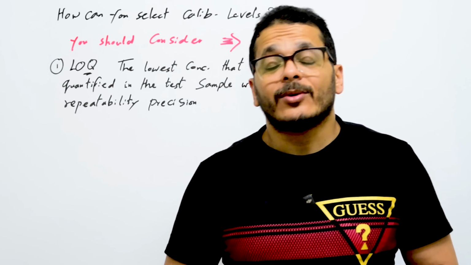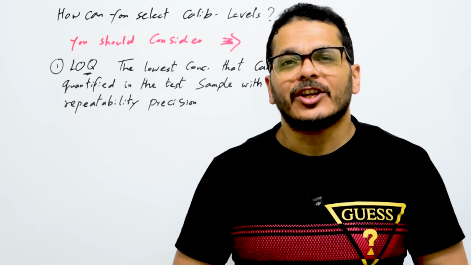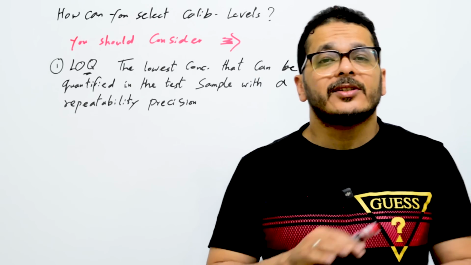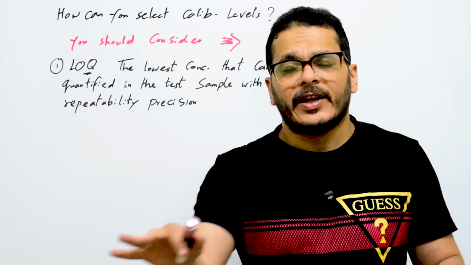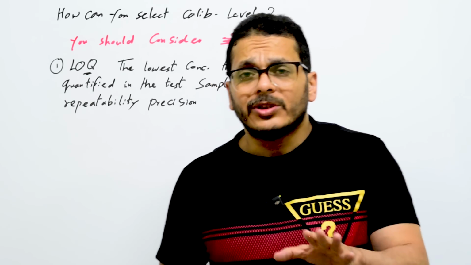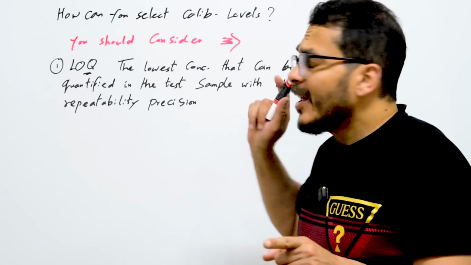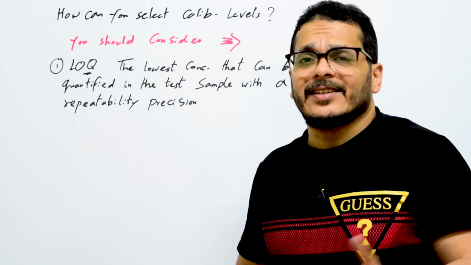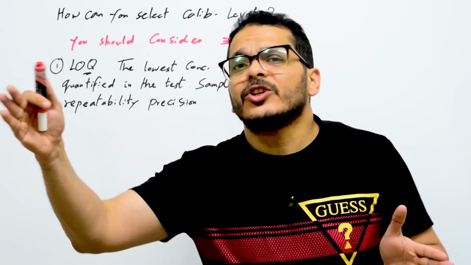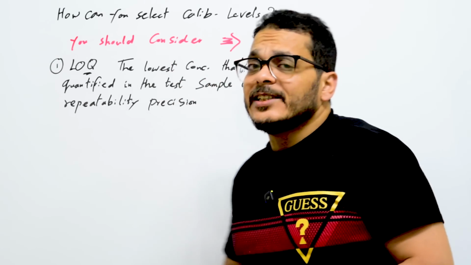Today's lecture is also around calibration standard preparation, and how you can select calibration levels. As I explained in the previous lecture, calibration standard preparation is a very important step in any type of analysis to ensure the reliability and the accuracy of your measurements. So you should take care very well when you prepare the standards. And also, very important, how can you select the calibration levels? From which point you will start and up to which point you will finish your calibration levels? You should consider the following points.